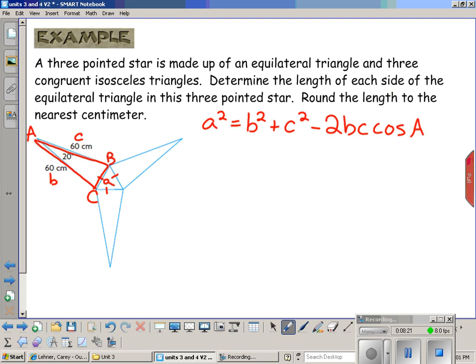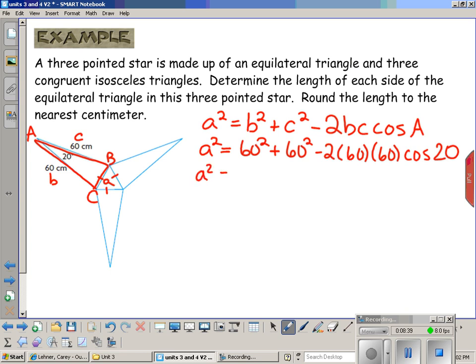So now we can substitute the values that we know. B will be 60, C is 60, and angle A is 20. 60 squared is 3,600. So we have 3,600 plus 3,600 minus 2 times 60 times 60 is 7,200, and cos of 20 is decimal 0.93969. Now you could do that all in one step.